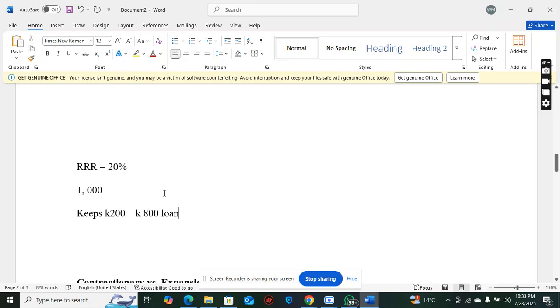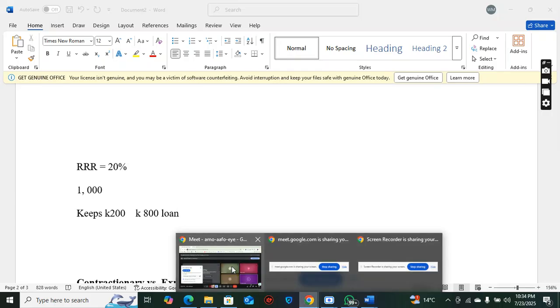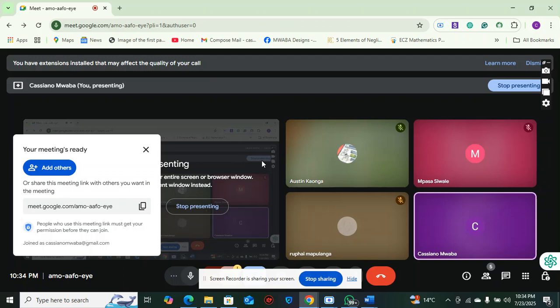The policy interest rate or the discount rate, open market operations, and the required reserve ratio. These are the three tools that the central bank uses. So we're now going to see contractionary policy and expansionary policy, and how these tools are used for those types of policies. We'll start with expansionary monetary policy.